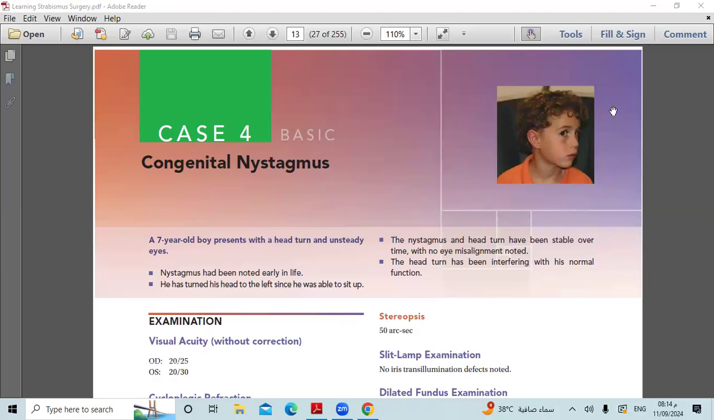So this patient has a null point when he turns or tilts his face to the left side. I want to change this null point to the primary position, so his head posture will become primary position.